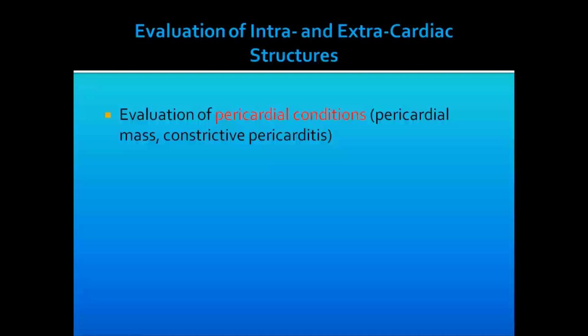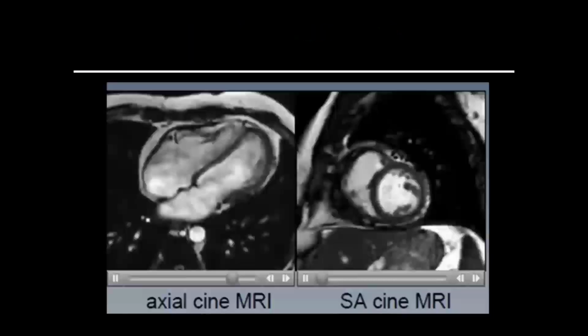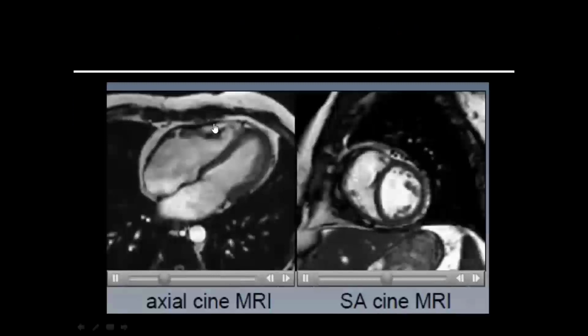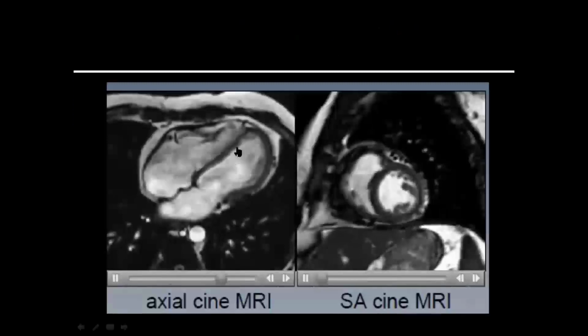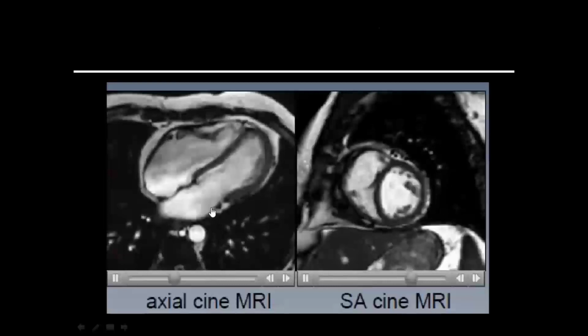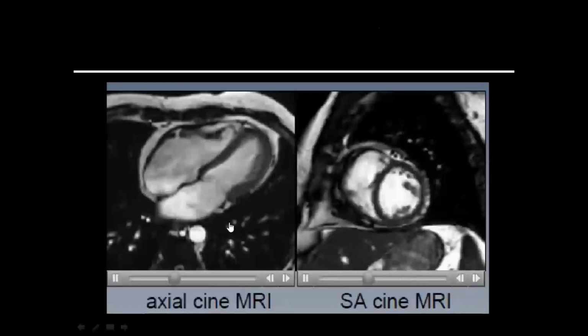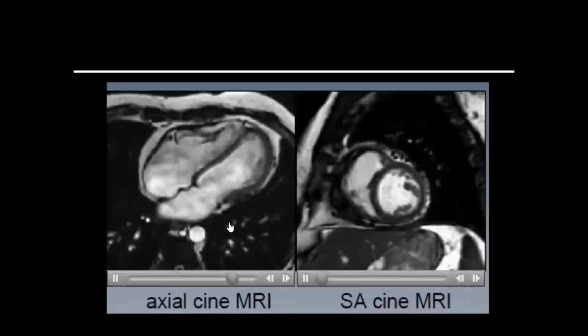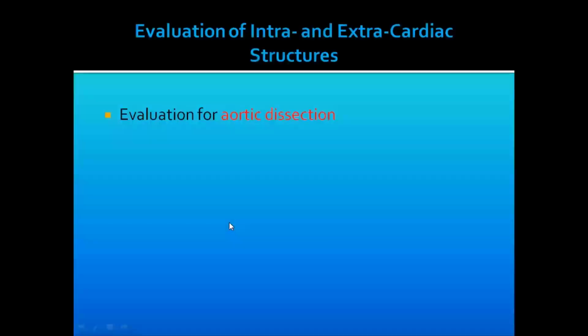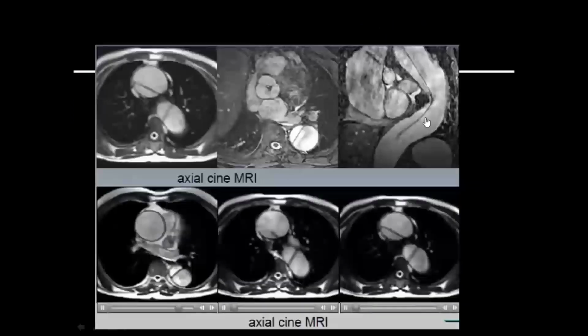Also, we can evaluate pericardial conditions like constrictive pericarditis, as you see here. There's thickened pericardium, ventricular interdependence, septal bounce. All of these features can help you in making the diagnosis of constrictive pericarditis. Also, evaluation of aorta and aortic dissection. MRI is beneficial, like other modalities, CT and TEE, in visualizing aortic dissection.